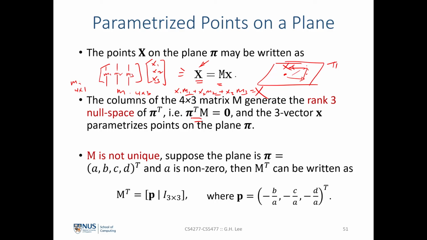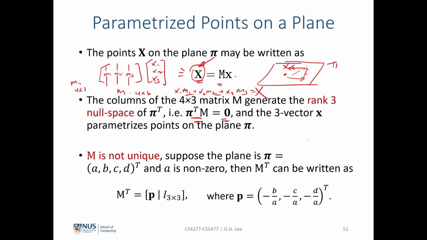Hence, the dot product of pi with M is always going to be 0. Intuitively or geometrically, since M here is a linear combination of the points, it is going to give a point that lives on the plane. A point-plane incidence relation tells us that the dot product of the plane and the point is going to be equal to 0.